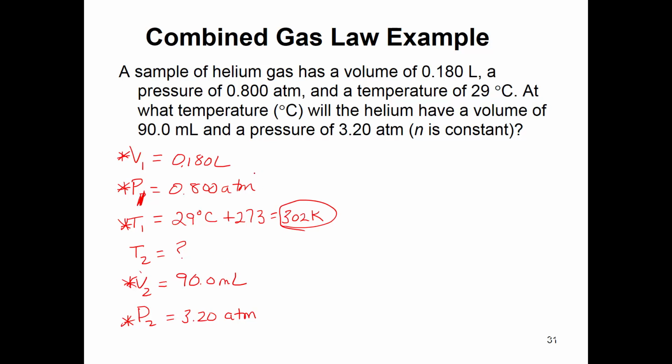All right, now let's look at volume. I've got 0.180 liters and 90 milliliters. I don't have to change them both, I just have to change one of them so that they both have the same units. You can do either one. There are 1,000 milliliters in 1 liter, so that's going to give me 180 milliliters. So now my milliliters and milliliters match.